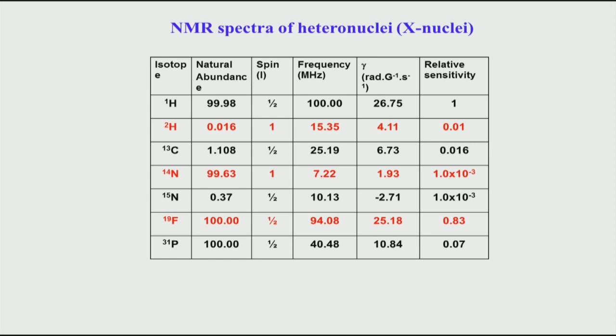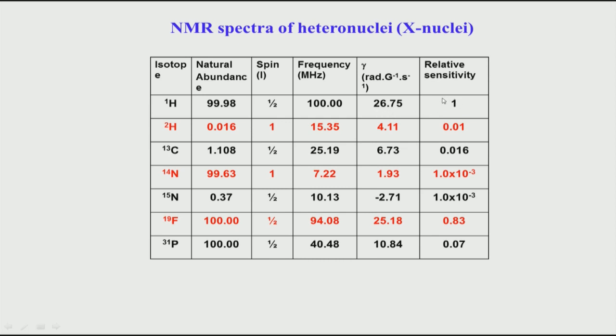This is a table which shows the different isotopes of different elements and their natural abundance, the spin value and frequency. Depending on the magnetic field, there is a particular frequency, and shown here are the gyromagnetic ratio and the relative sensitivity. Let us analyze this table a bit before we go to why we need 2D heteronuclear NMR. You can see that proton, with 100% abundance, has the maximum gyromagnetic ratio, and therefore it is the most sensitive nucleus in the whole of NMR spectroscopy.